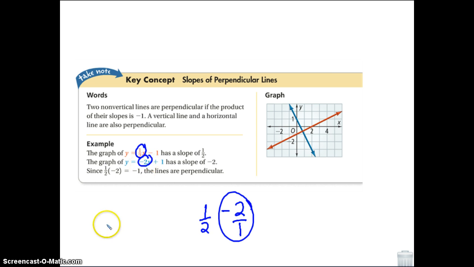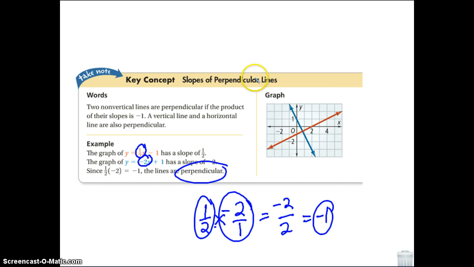Now they don't have it over 1, but that still works too. If I multiply these together, 1 times negative 2 is negative 2, 2 times 1 is 2. My answer comes out to be negative 1. So I know that since the slope of line 1 and the slope of line 2 multiply to negative 1, the lines are going to be perpendicular.